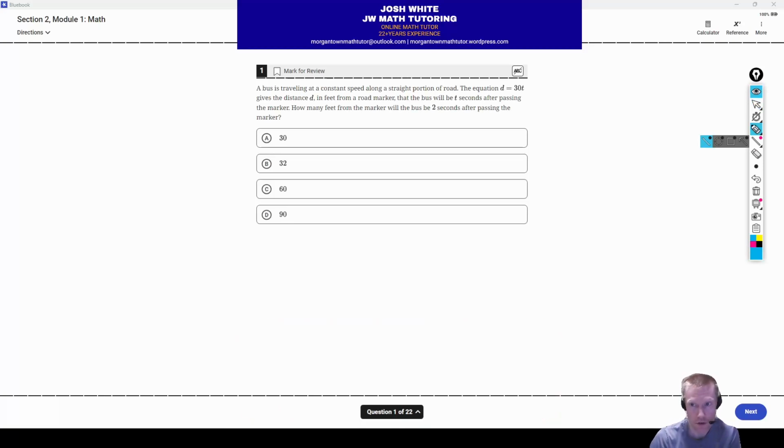All right, so now let's go ahead and get started. We've got a bus traveling at a constant speed. They give us the equation for the bus, and they just want to know basically what the feet will be 2 seconds after passing this marker. So really all you're doing here is just plugging in 2 for t, and that tells us that d is going to equal 60. So the correct answer for this is letter C. That's it, and we can just move on.